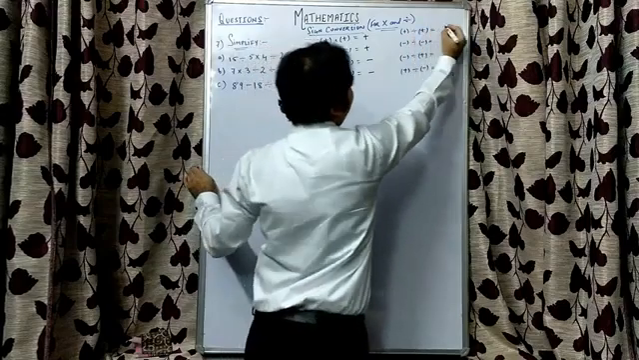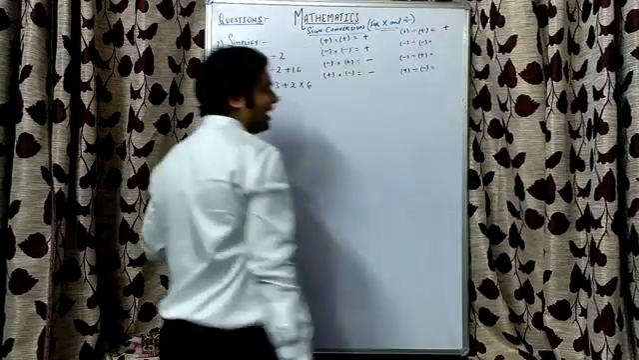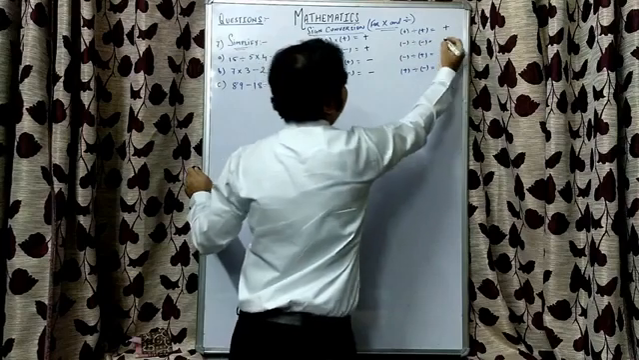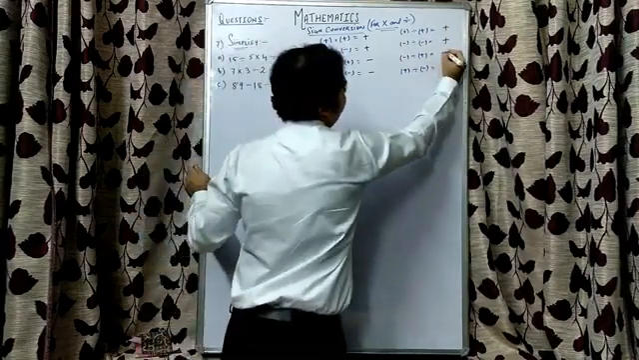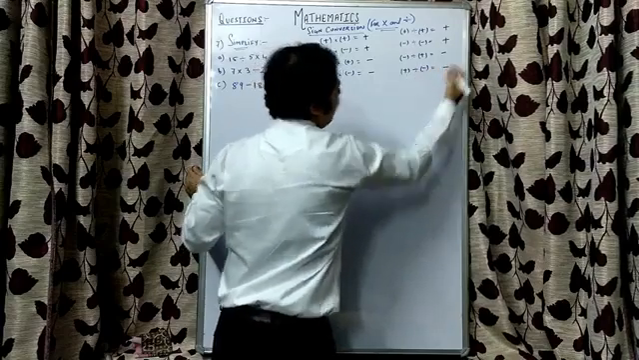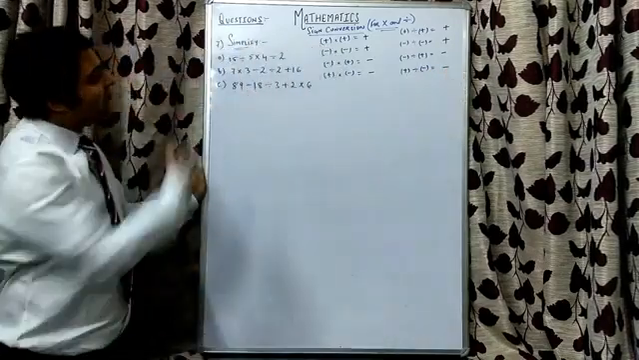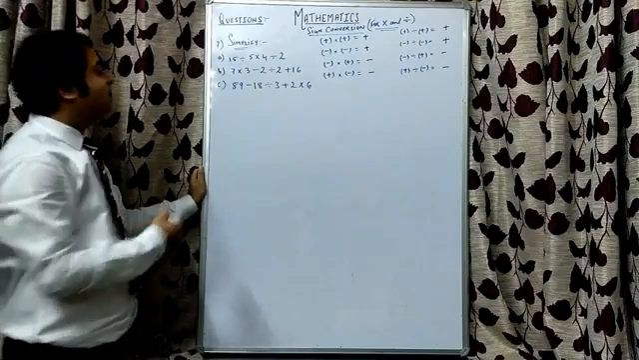Same, plus divided by plus, signs are same, so we'll have a plus as an answer. Minus divided by minus, again we'll have a plus as an answer. Minus divided by plus, we'll have a minus sign. Plus divided by minus, we'll have a minus sign. These sign conversions we'll be using to solve the given expressions.